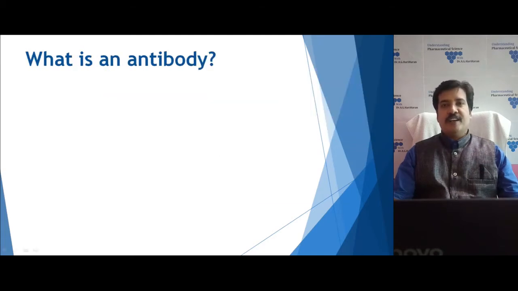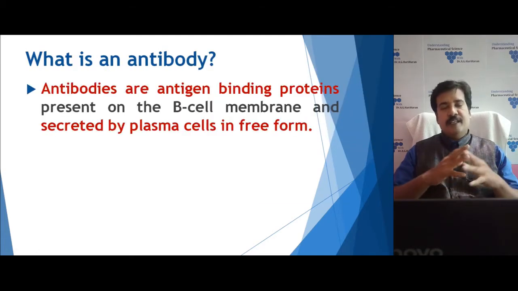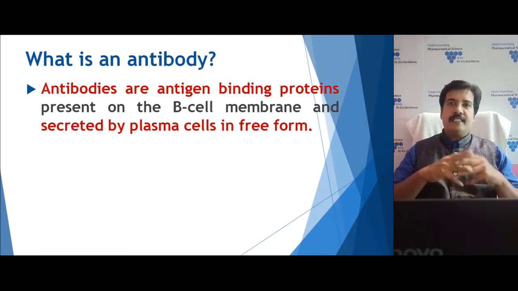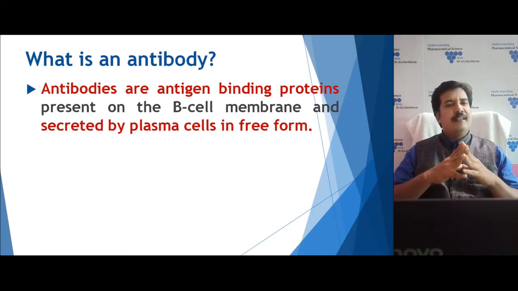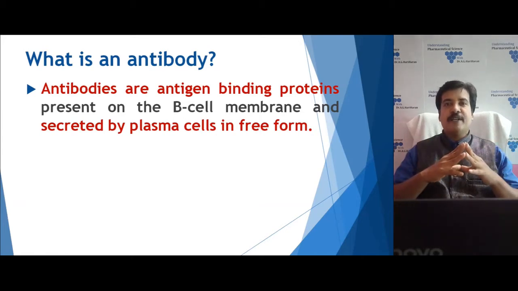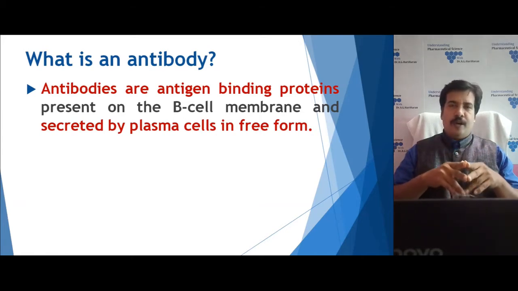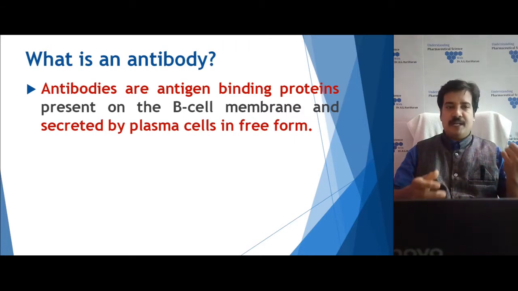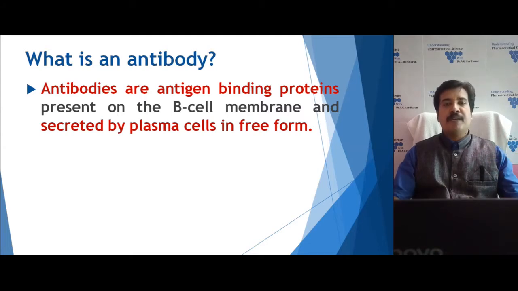So if I ask what is an antibody? An antibody is an antigen binding protein generally present on the surface of the B lymphocyte cell, and it is secreted by the plasma cell. That is, antibodies bind with antigens and help in the neutralization process. Antibodies are available both in free form as well as in membrane bound form. Generally it is present as a membrane bound form in the B cells.